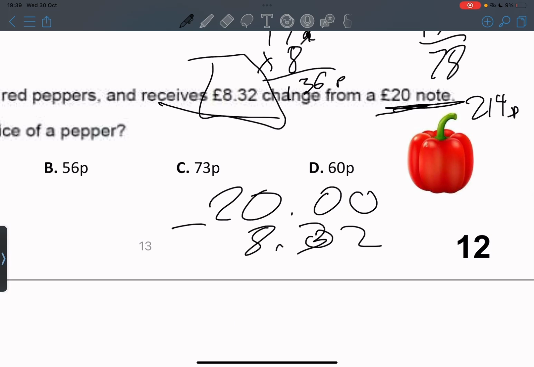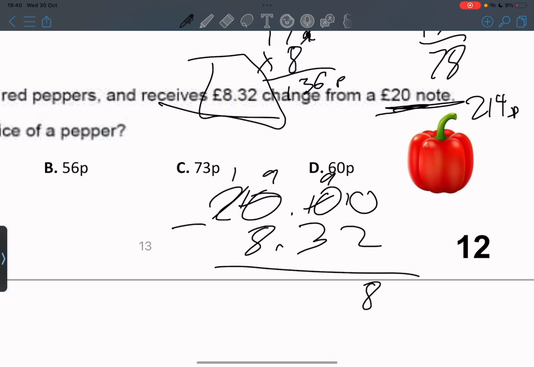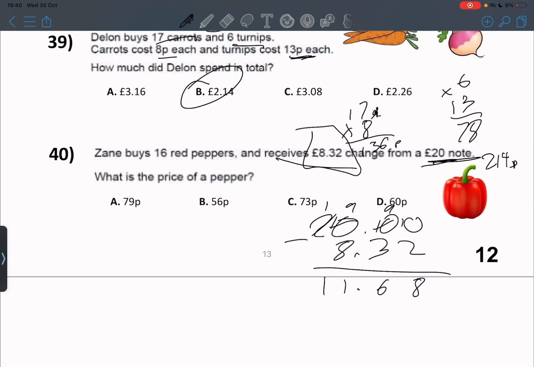This is actually going to take quite long because you have to borrow from here, 1, and then this turns into 10, and you borrow that, and this turns into 10, you borrow that, and this turns into 10. So now we've got 10 minus 2, which is 8. I need to rub this out. Let me make this smaller. So then you've got 9 minus 3, which is 6. And you've got 9 minus 1, which is 8, and this one, 1 minus 0 is 1. So that's how much he spent, right? £11.68.